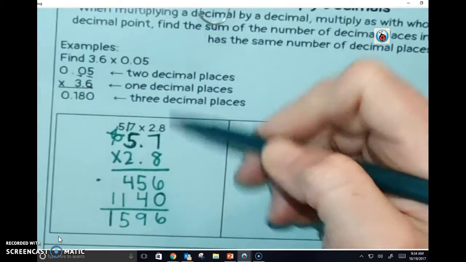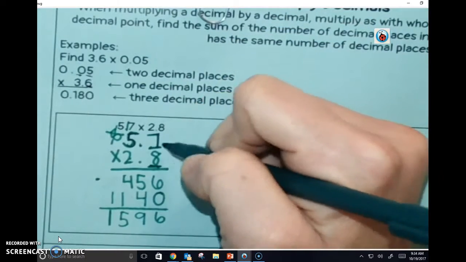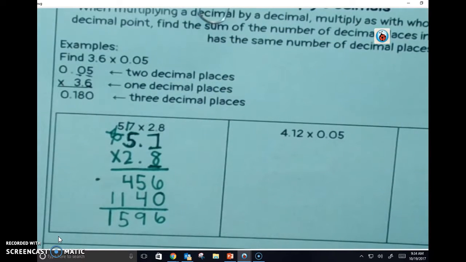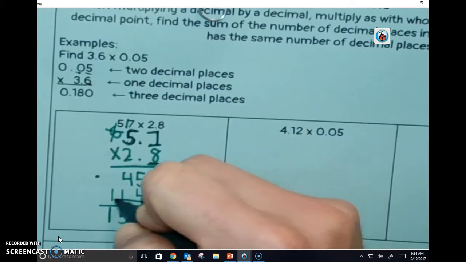Now we're going to look back up here. We have 1 place after the decimal here and 1 here. Together, how much is that? 2. So I'm going to go 1, 2, decimal. That's my answer.